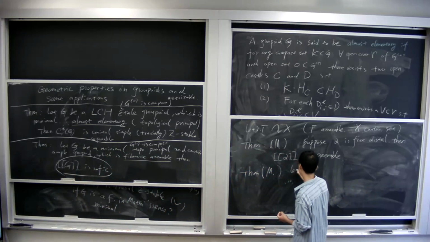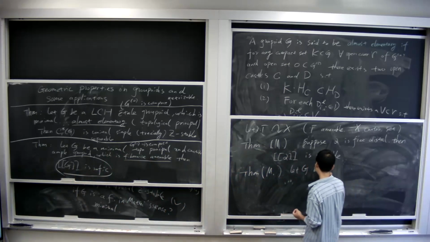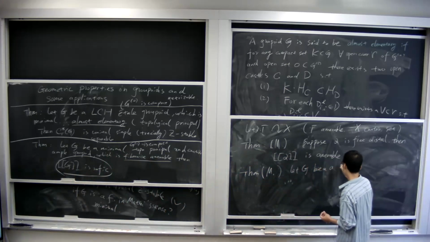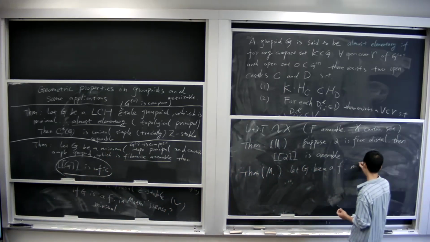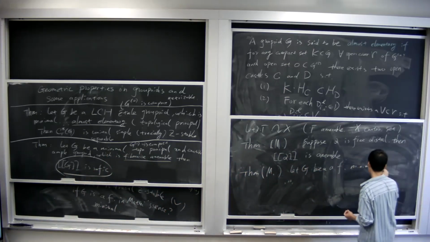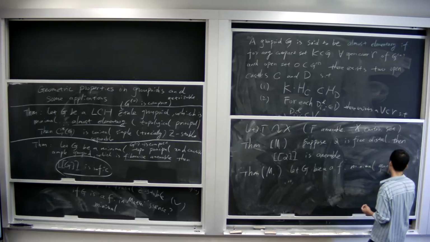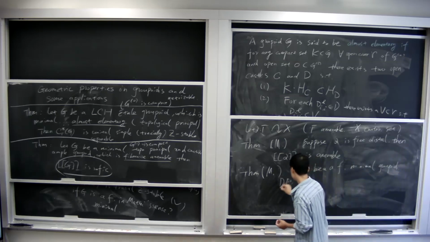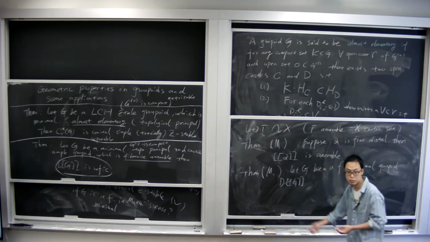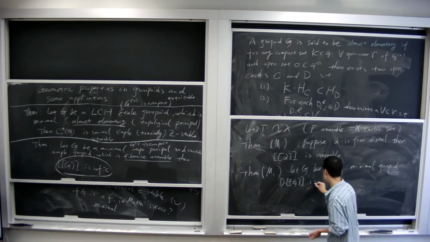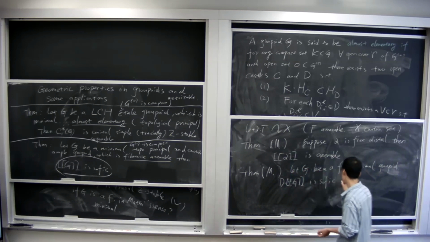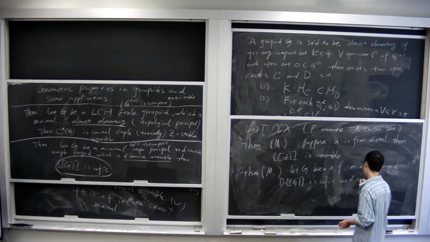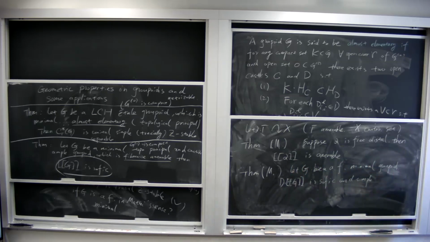So let G be an almost finite minimal groupoid. Then the derived subgroup, which is just equal to the commutator subgroup, is solvable and simple. So this strengthens one of Matui's results.